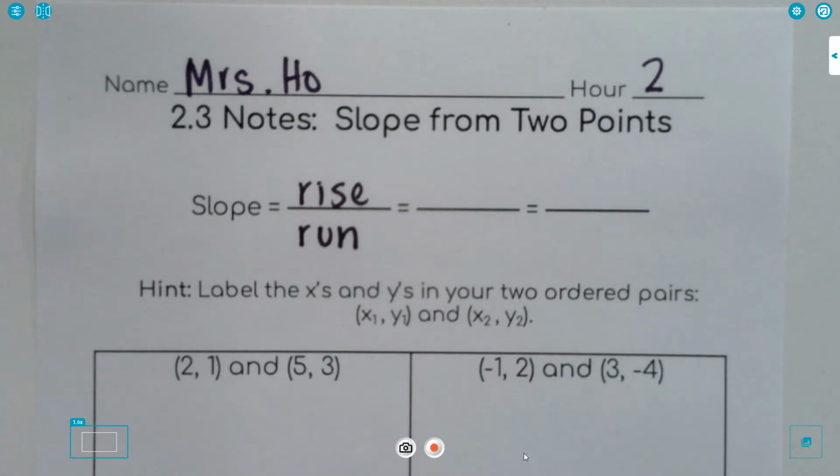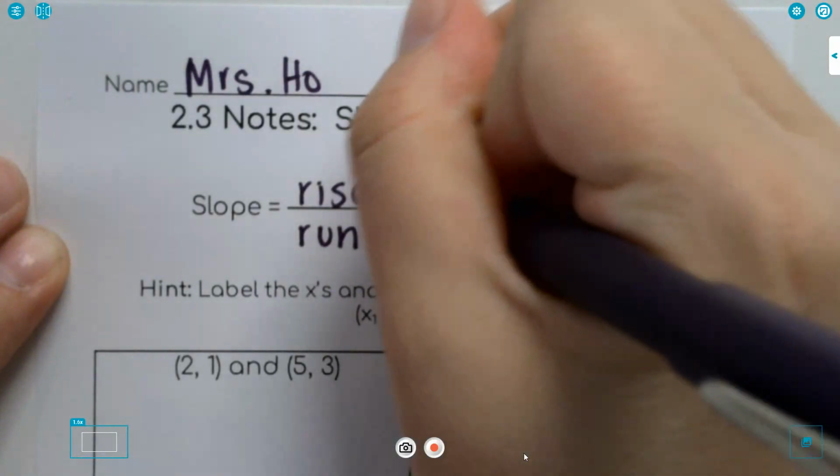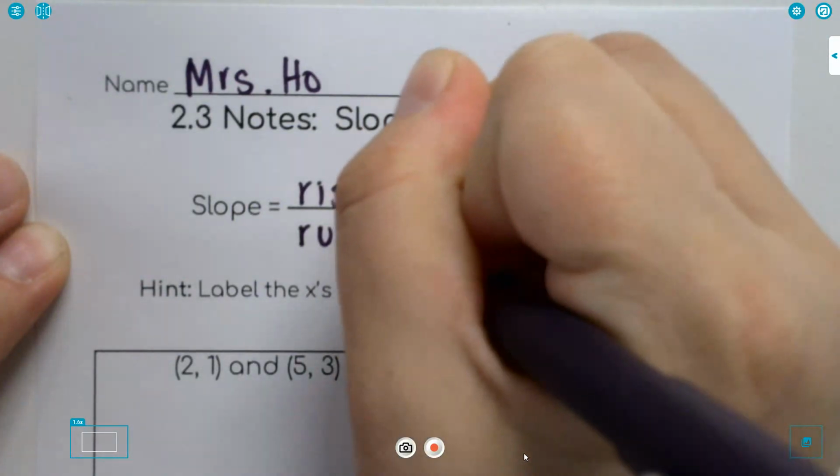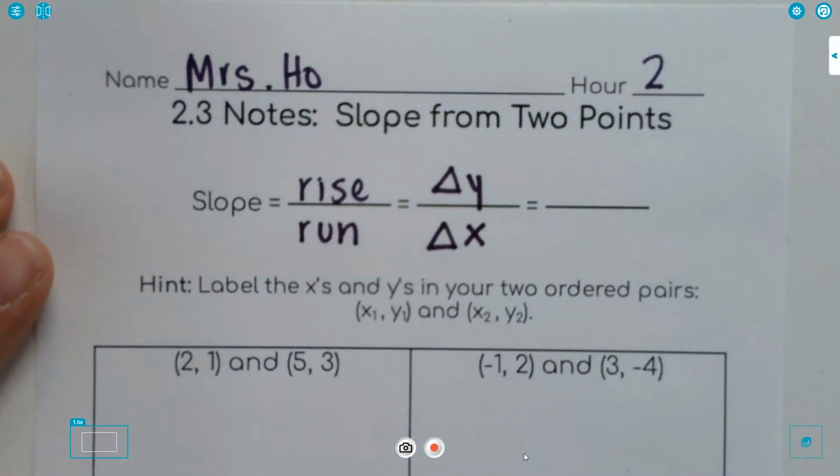In 2.2, we looked at the change in our y values. So how much are our y values changing over how much are our x values changing. So our shorthand way of writing that was change in y over change in x. We use that delta to represent change.